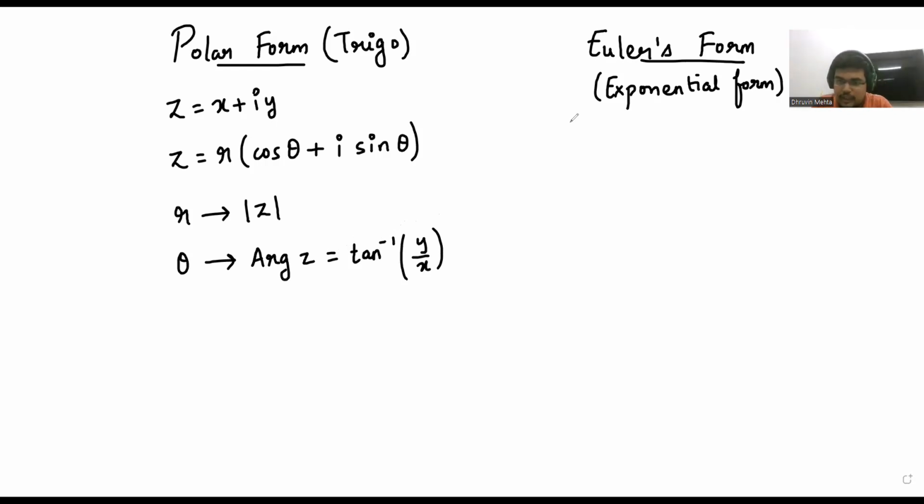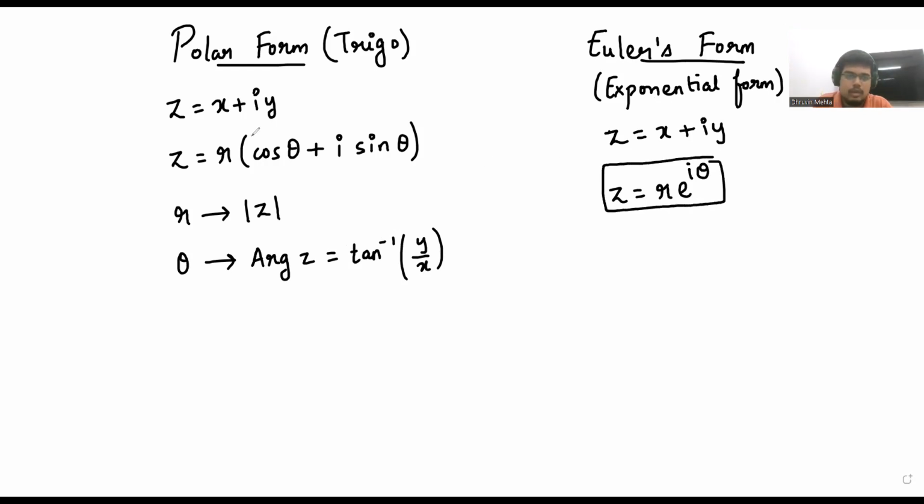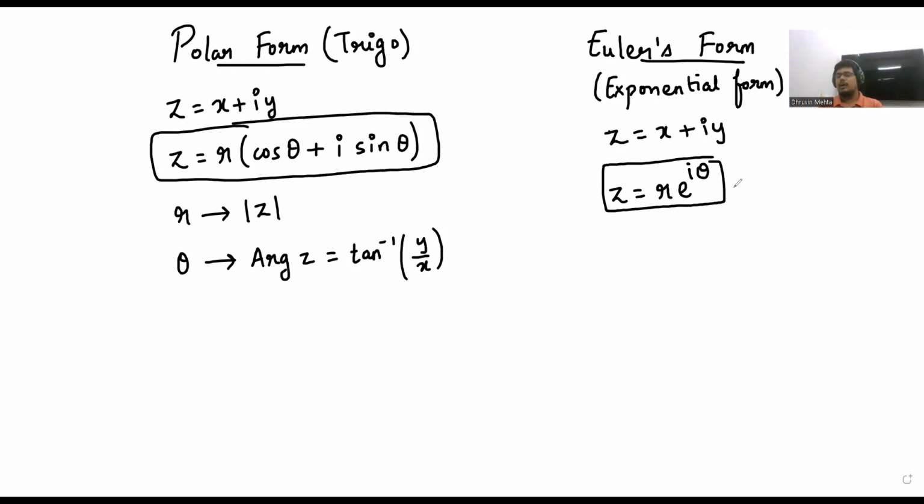Okay. Coming to exponential form, if we have z is equal to x plus iy as the standard form, then the exponential form is z is equal to r into e raised to i theta. In exponential form, again the same thing: find r, find theta, substitute. So this is the exponential form.